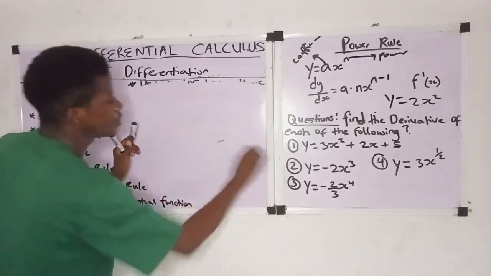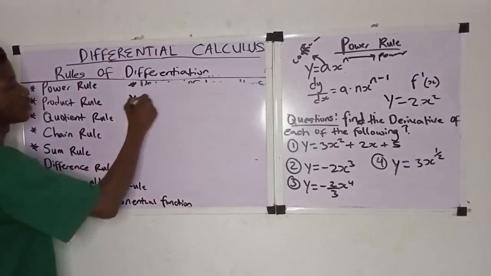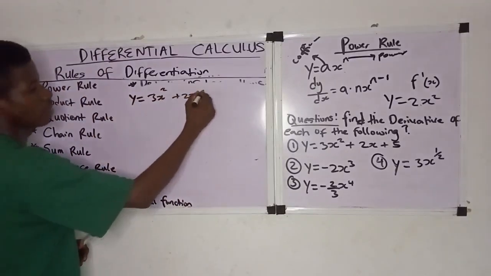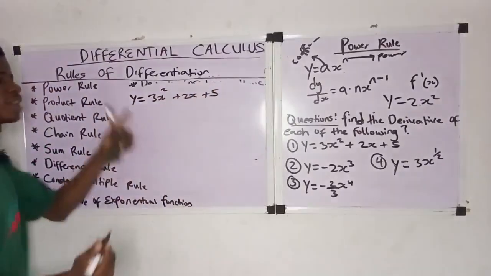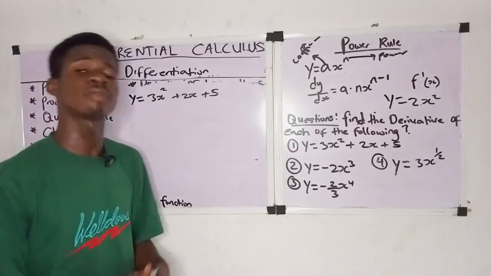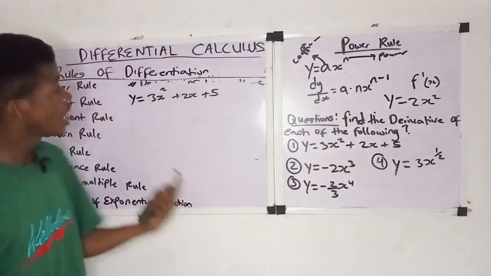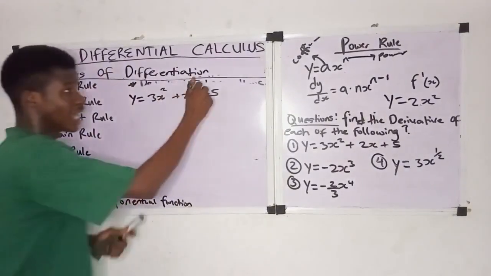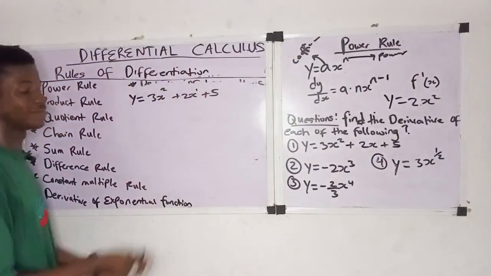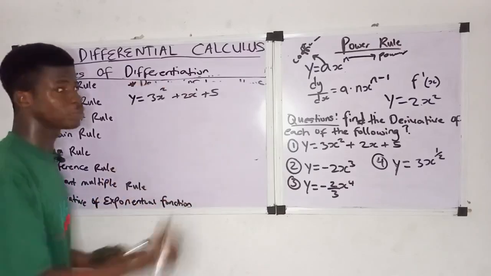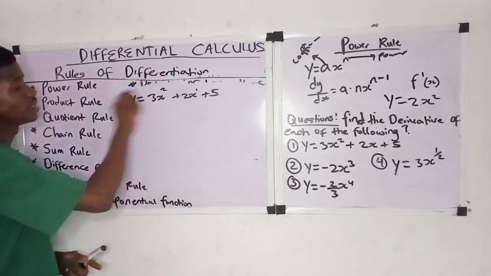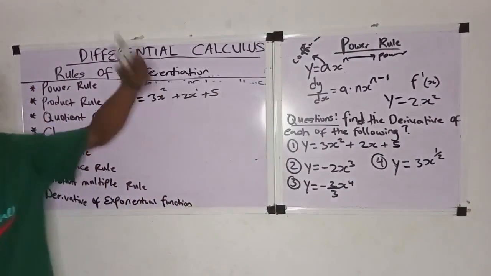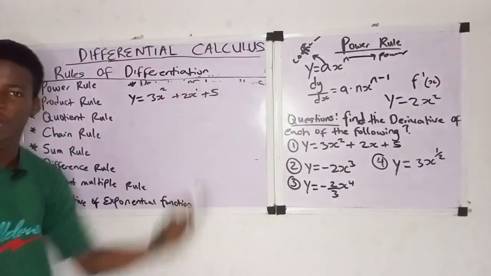Now let's solve the very first question. y equals 3x squared plus 2x plus 5. This question is coming from the power rule. How do you know that? Because the variable carries a power. Remember, this x has to carry 1 here, because anything raised to the power 1 gives you the same thing. So the variable carries a power, and that's how you know this question comes from the power rule.